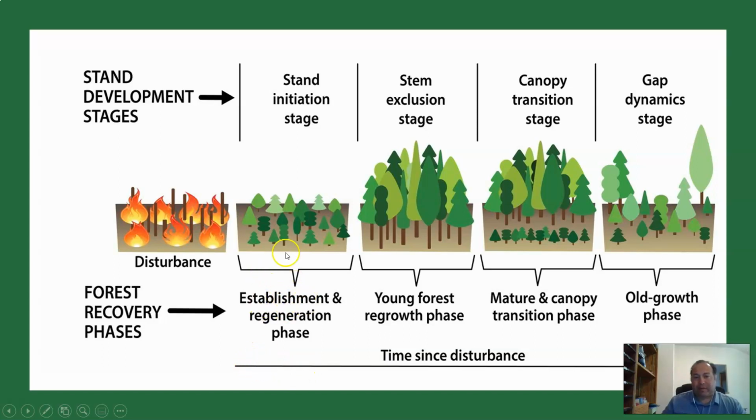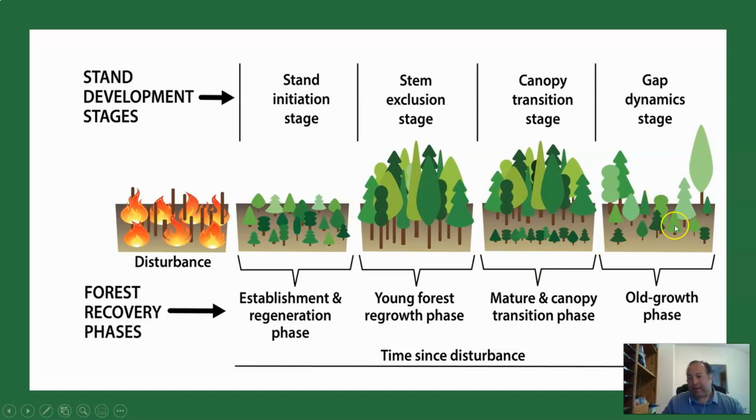So we get our establishment, or our stand initiation. Then we get our stem exclusion, where we're trying to fight to see who's going to be the biggest and the strongest. Then we get our understory reinitiation, and then we get our old growth phase. And if we get to old growth, that means we haven't had a disturbance for a long time. But usually what happens is somewhere in this mature phase, we end up having a disturbance and we go all the way back to here.